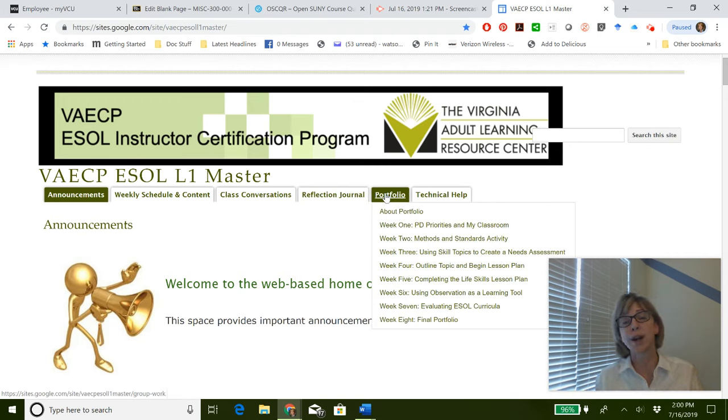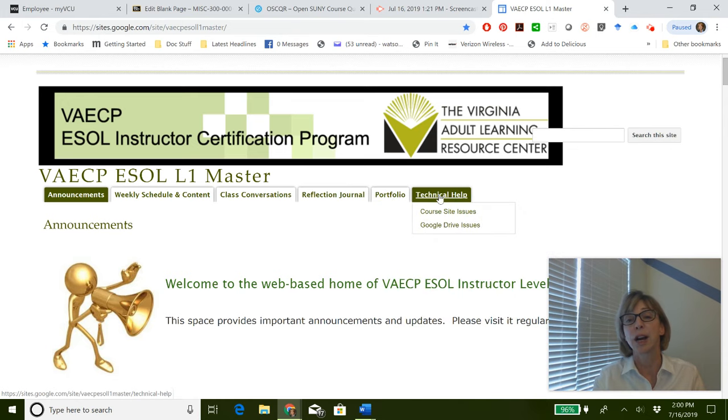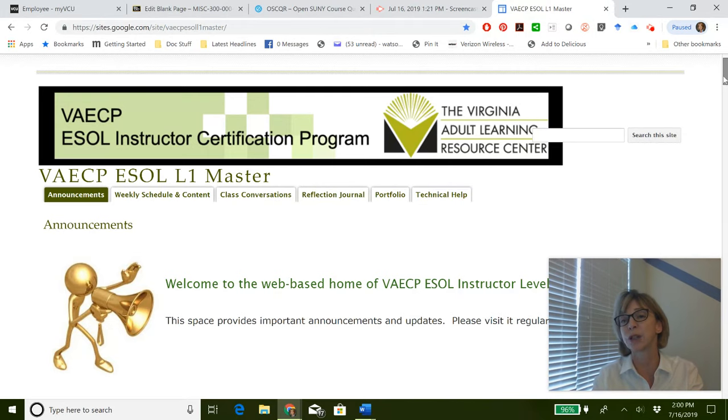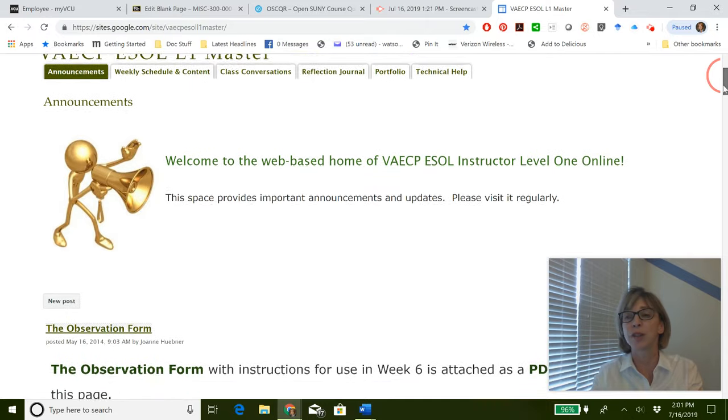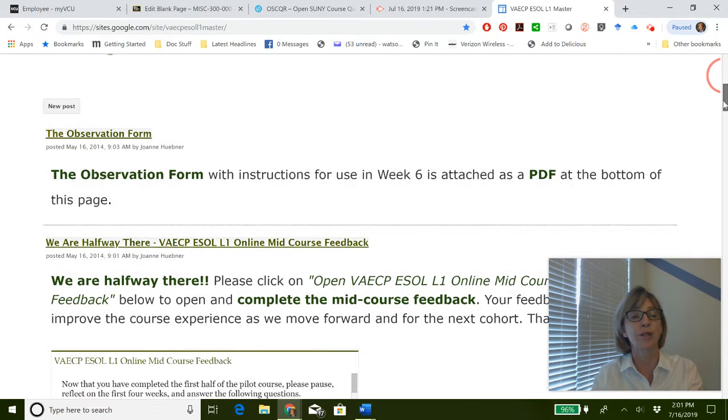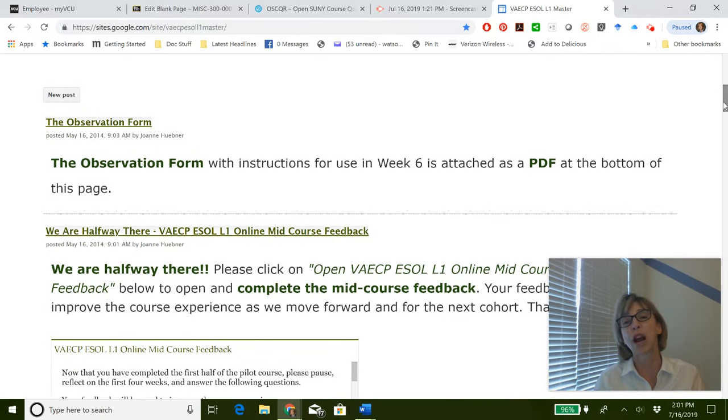As well, throughout the 8 weeks, teachers kept a portfolio of their work. So at the end, they had lesson plans and other activities they could take and use again and again in their class. We had a spot here for technical help, and we had some people who really struggled with the technology.